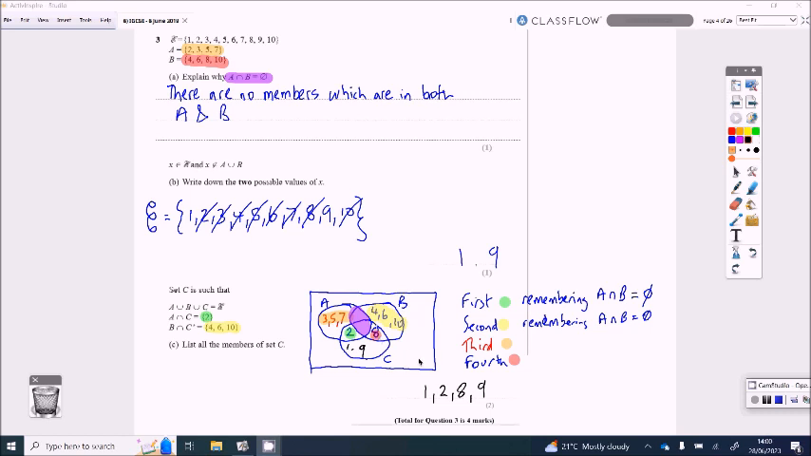Now, they're not allowed to be on the outside because, as we said earlier on, they're in either A, B or C. So the 1 and 9 has to be here. Now, I'm being asked to list all the members of set C. So that's the set C, this rugby ball here. So the numbers that are in C are 1, 2, 8 and 9.